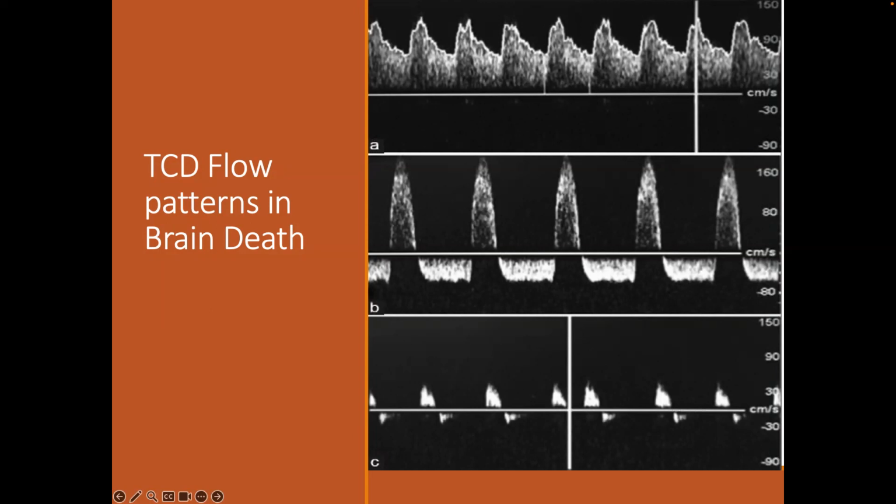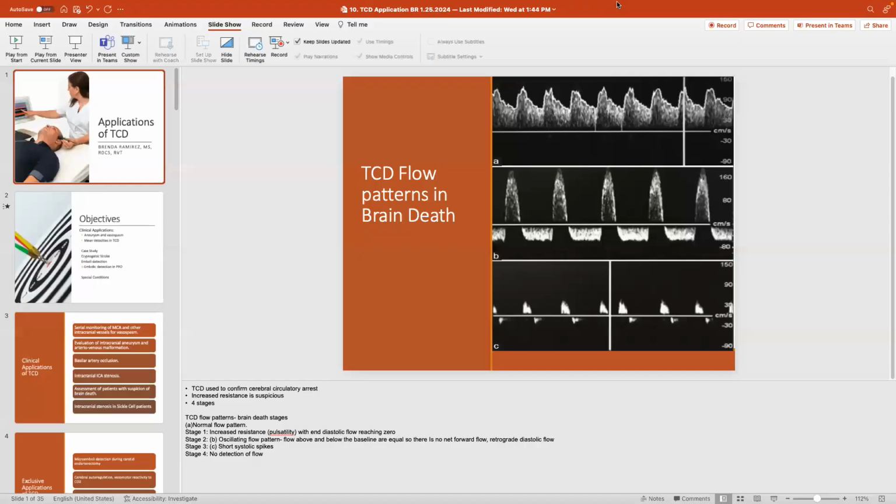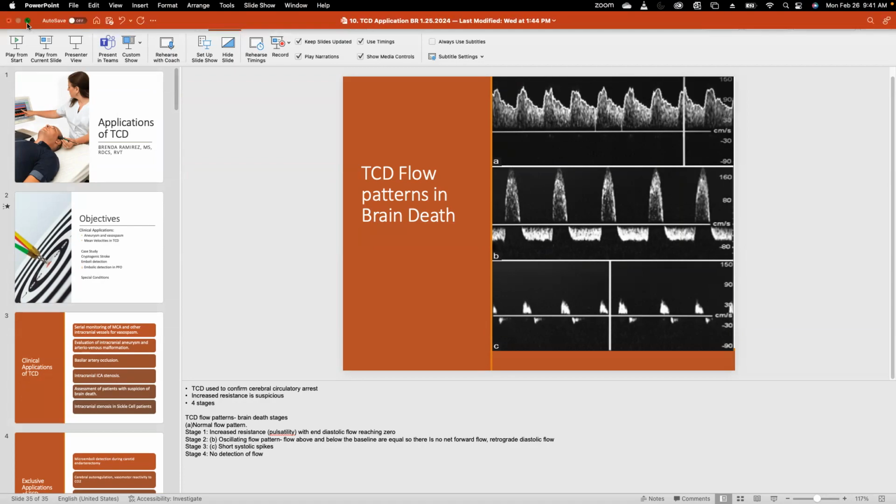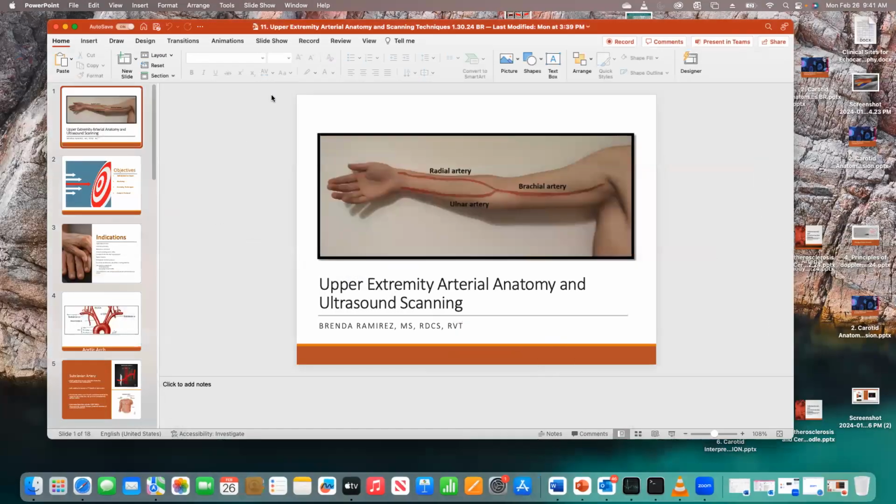So A is normal, B is stage 2, and C is stage 3. Yes. There's no graphic for stage 1 or stage 4. Any other questions? Okay. All right, real quick, we're gonna go over there was no graphic that I could show you for stage 1 and 4.